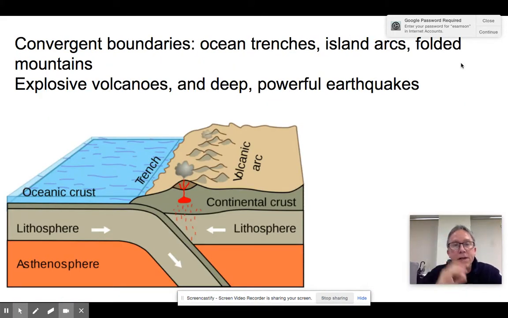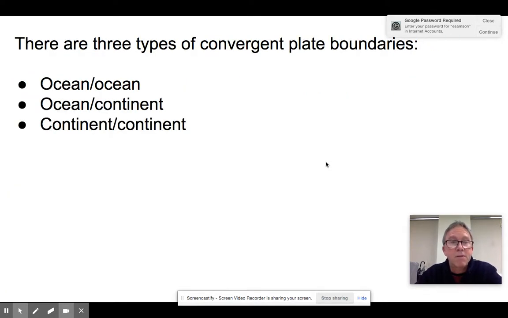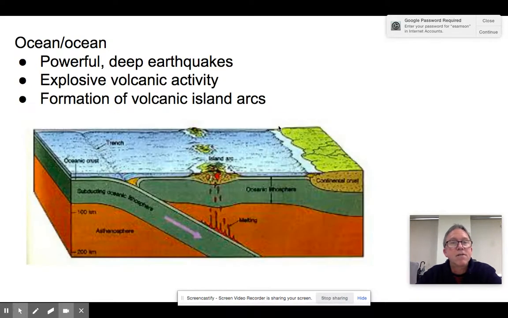Now convergent boundaries. Basically, what we expect to find with a convergent boundary is a trench. Usually, we find island arcs and folded mountains, explosive volcanoes, and deep, powerful earthquakes. So those are the things we would associate with a convergent boundary. Now, it turns out there are three different types of convergent boundary. You can have ocean, where ocean material is going underneath ocean material, ocean-continent, or continent-continent. Let's look at each of these.